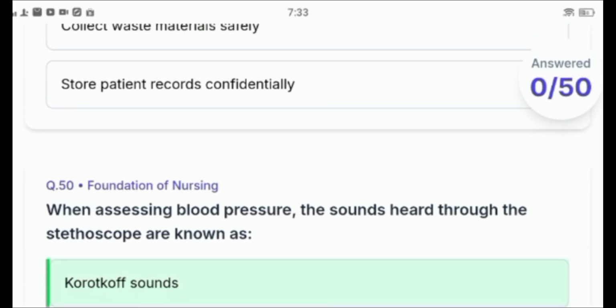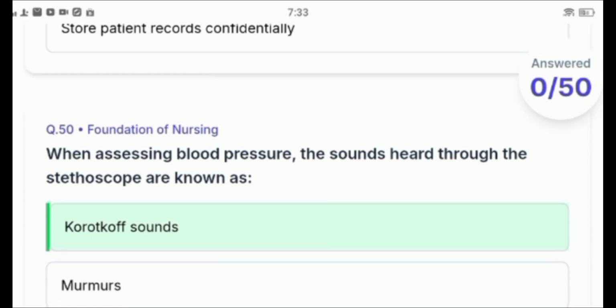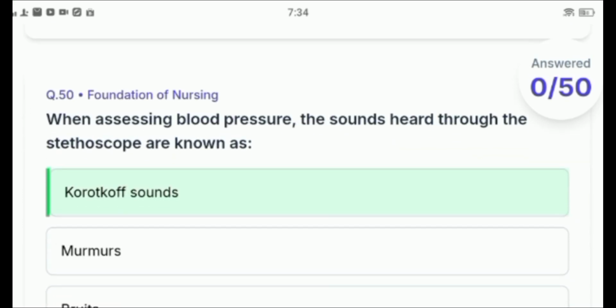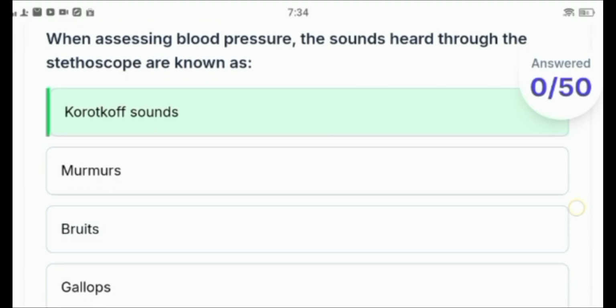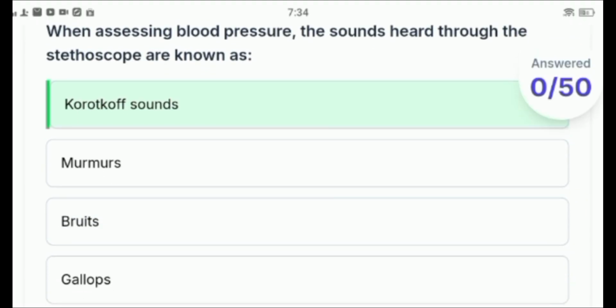50. Foundation of nursing. When assessing blood pressure, the sounds heard through the stethoscope are known as A. Korotkoff sounds, B. Murmurs, C. Bruits, and D. Gallops. So the correct answer is A. Korotkoff sounds.